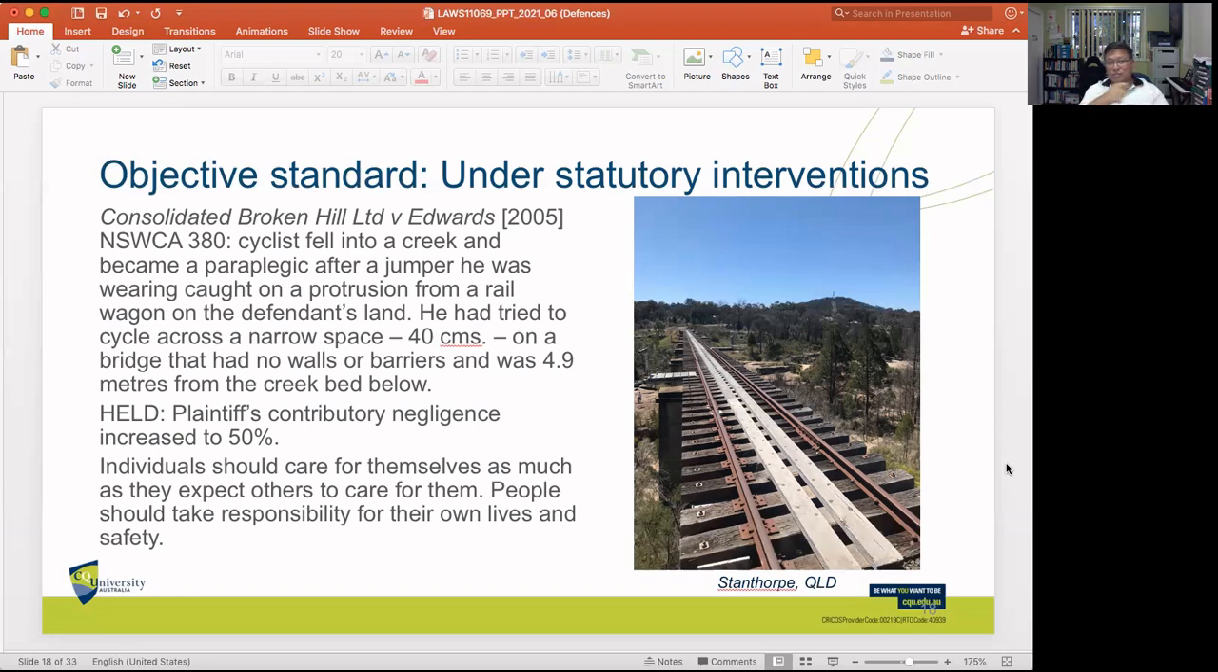And because his jumper caught on a protrusion from a rail wagon, because there were rail wagons that were parked in the railroad area, he fell on the creek below and he became a paraplegic. Imagine that. So what would have been an enjoyable ride just ended up in a major tragedy. Can you imagine that? You're enjoying a good day, enjoying cycling, something that you've always wanted to do. And by a single mistake in judgment, you become paraplegic.